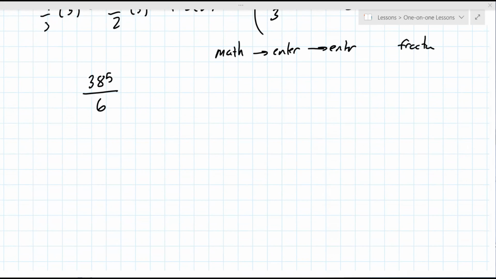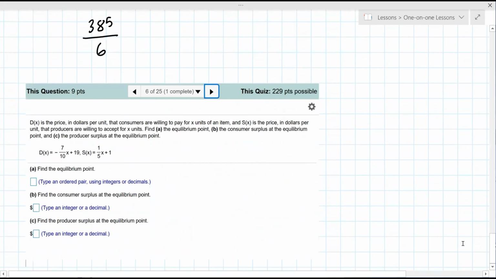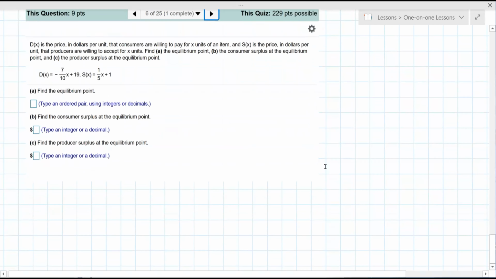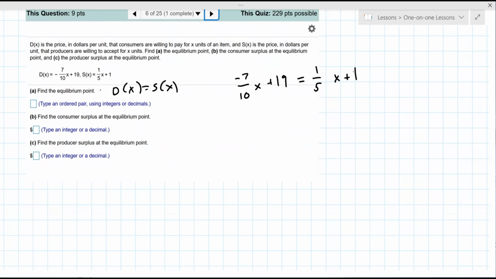Question 6. All right. So find the equilibrium point. That's figuring out where d of x equals s of x. So you set these two equations equal to each other. Minus 7 over 10x plus 19 equals 1/5 x plus 1. And you solve.